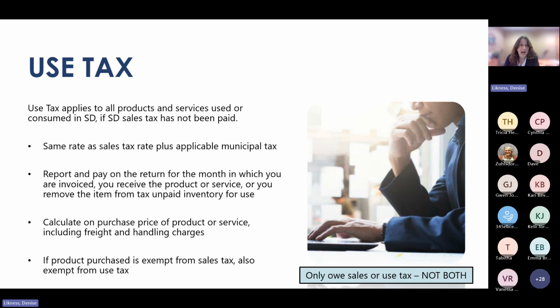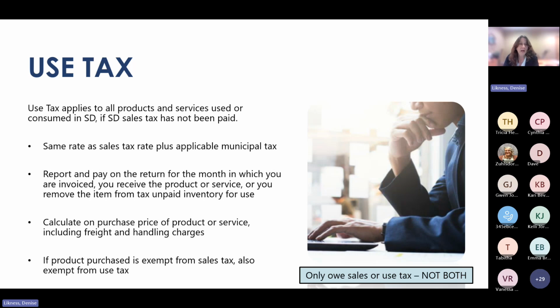But it's basically a tax for anything that you purchased in South Dakota that you did not pay sales tax on and you used. Now, if you are in a business where you're selling product, of course, you can buy from your vendors without tax, because you're turning around and selling it to people like me and you're charging tax. So it is the same rate as state and city tax, and we don't want you to pay it twice. If you've paid sales tax on an item and you're using it, then you don't need to pay use tax. But it's the same rate as sales plus the city tax.